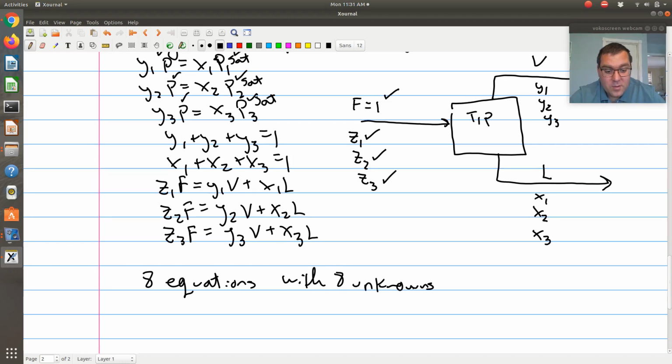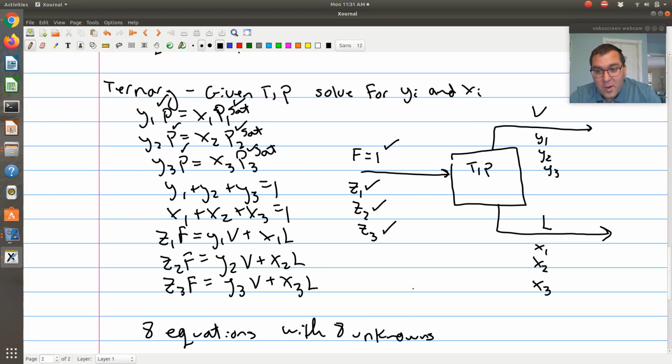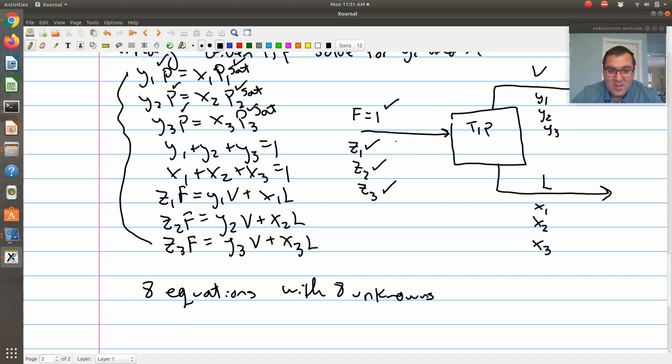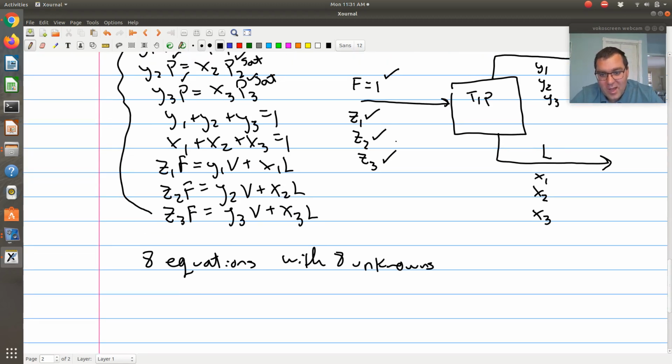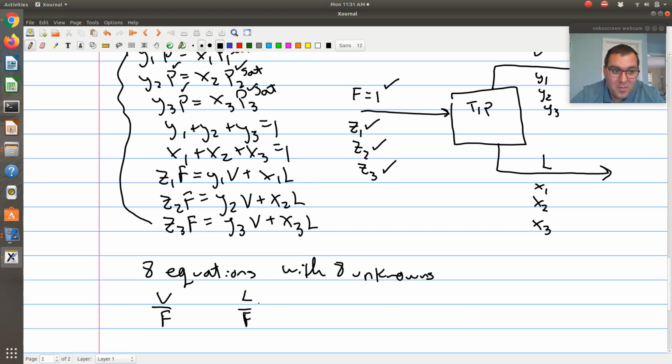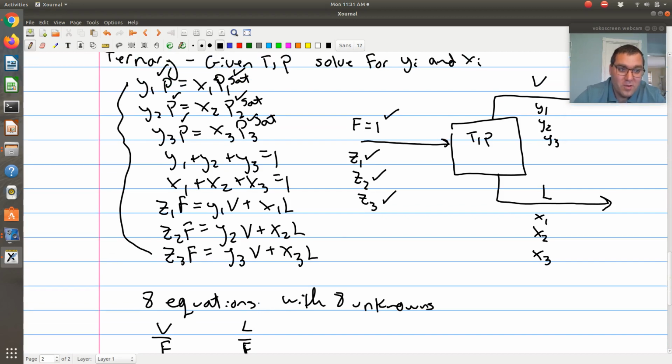So if you compare your pressure to your bubble point and dew point pressure, and you find that you're in the two-phase region, then what you need to do is simultaneously solve these 8 equations with 8 unknowns. So in addition to getting all your Y's and X's, you're also going to get V. And remember, by V, it's really V over F, the fraction coming out vapor, or the fraction vaporized. And then you're going to get L over F, because this could be relative to a value of 1.